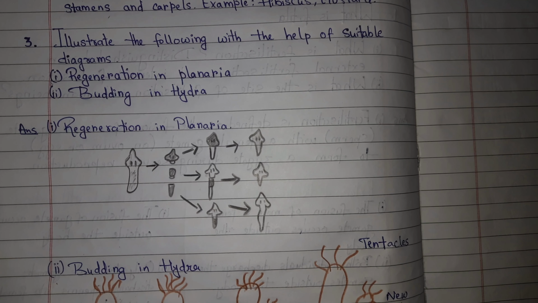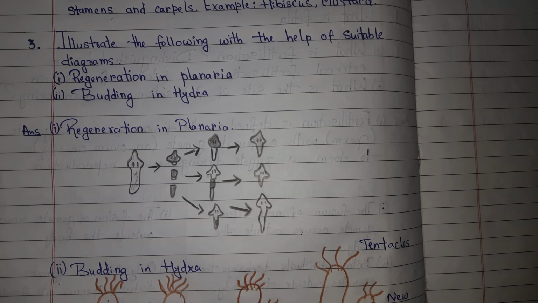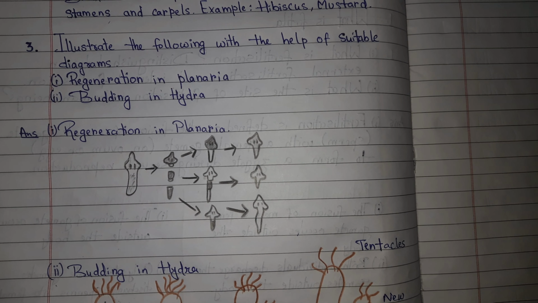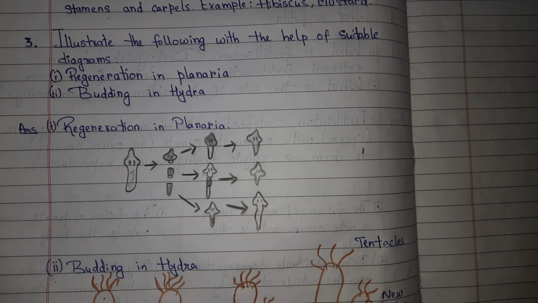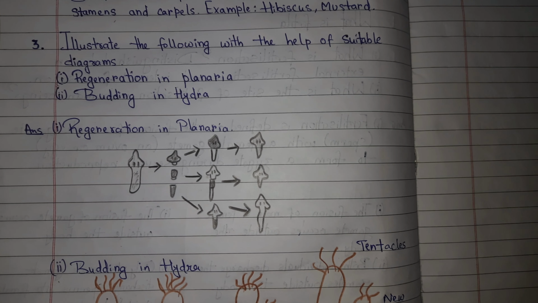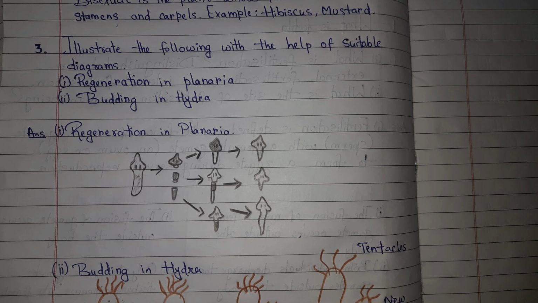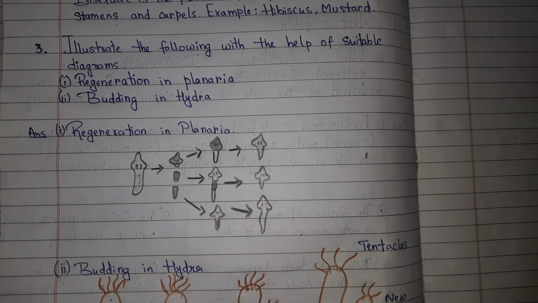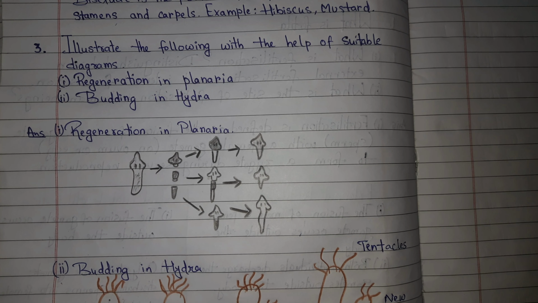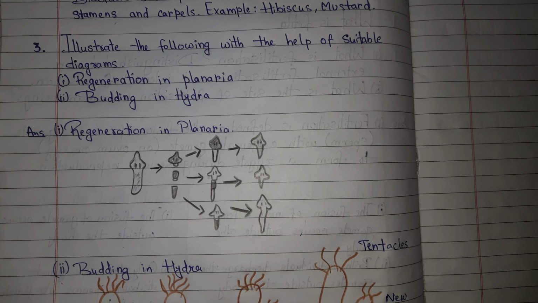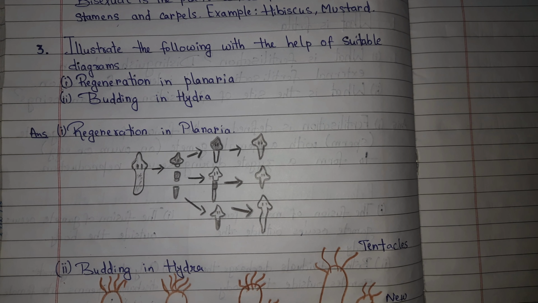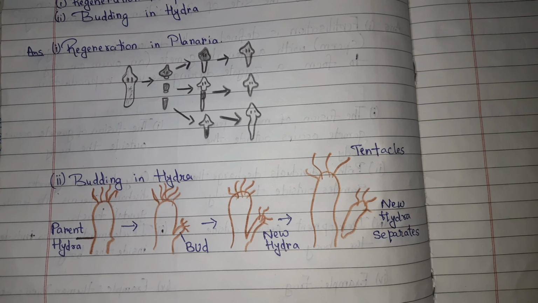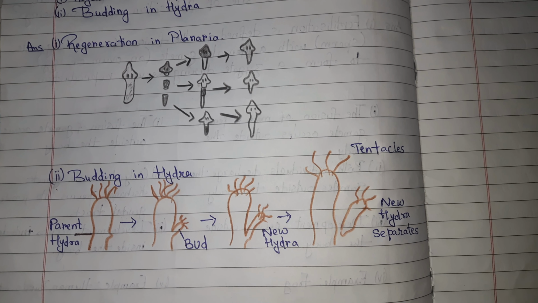Okay. The second question is, define the terms unisexual and bisexual, giving one example of each. Unisexual is the plant whose flower contains either stamen or carpel, but not both. Either means it will have one of them, not both. Example, papaya and watermelon. Whereas bisexual is the plant whose flower contains both stamens and carpel. Example, hibiscus and mustard.